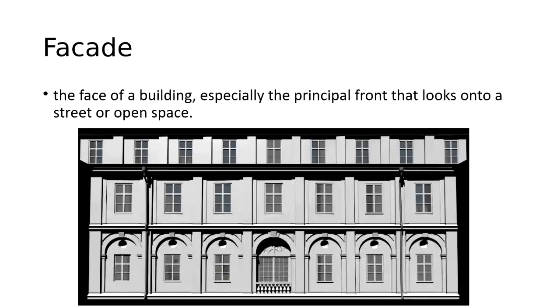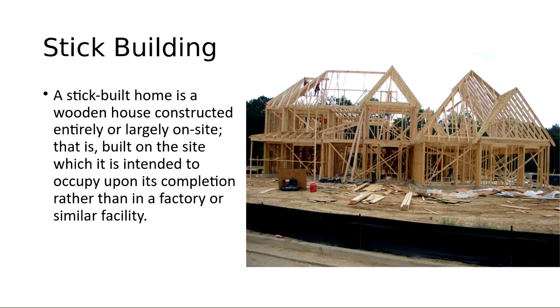So here's a facade. The facade is the face of the building. Usually the front of the building is called the front facade that looks out onto a street, but every side really is a facade, the back facade, the rear facade. We talked about stick building last week, how they're essentially cutting the 2x4s or 2x6s on site and building them up, almost like an erector set.